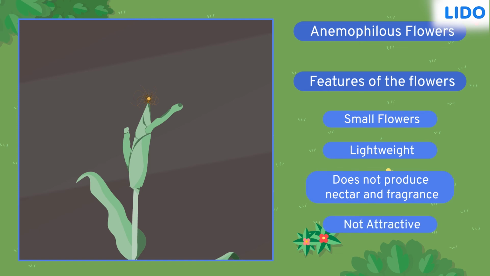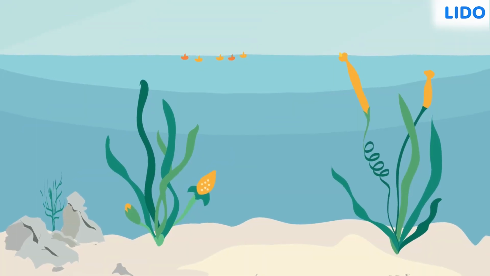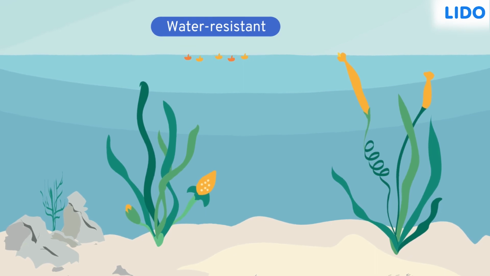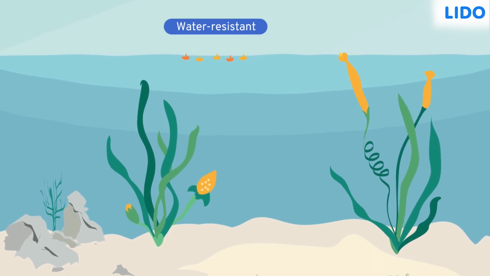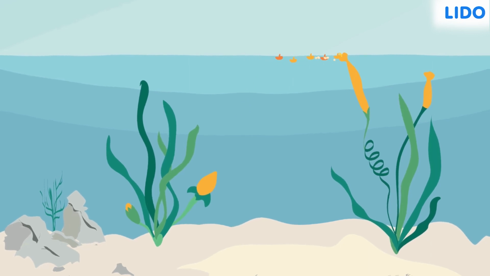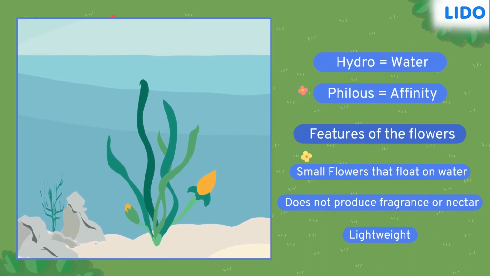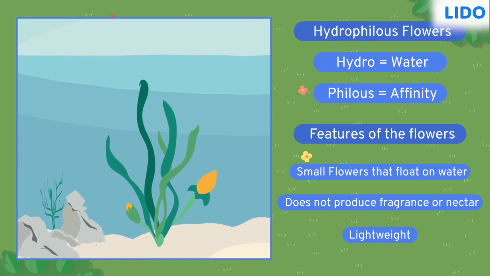But what about plants in water? Aquatic plants produce small, lightweight flowers that are water resistant and can float on water. Sometimes the male flowers float on the water and reach the female flowers and exchange the pollen grains. As hydro means water and philous means affinity, such flowers are called hydrophilous flowers.